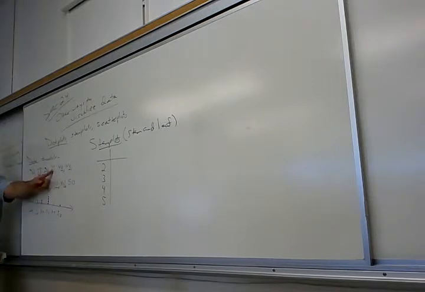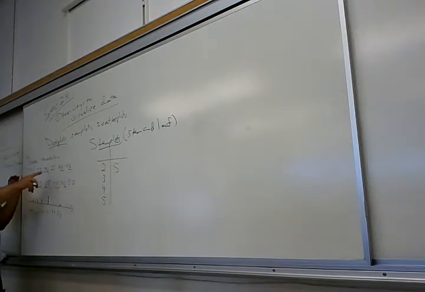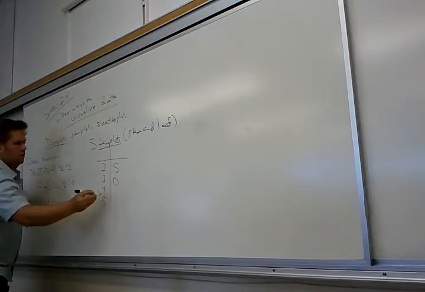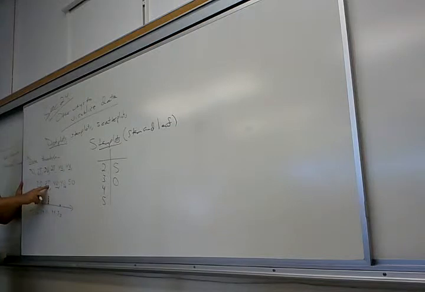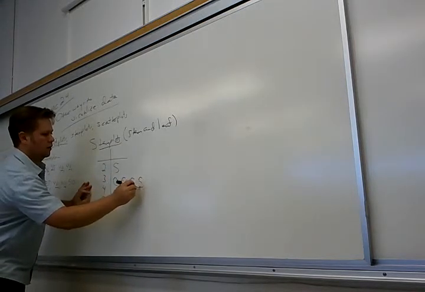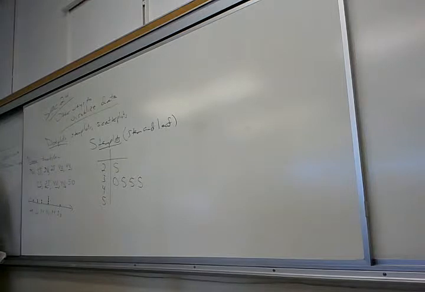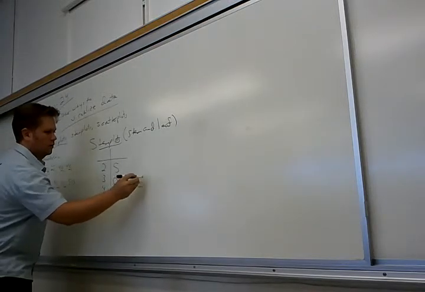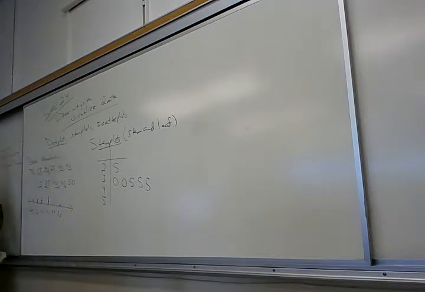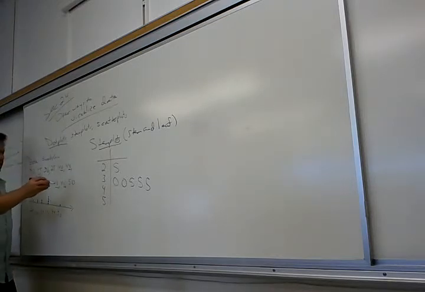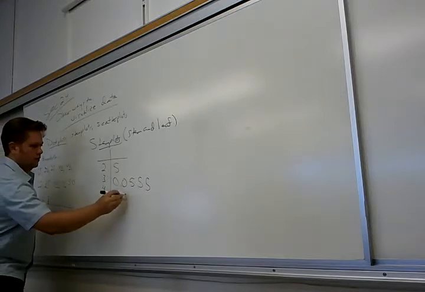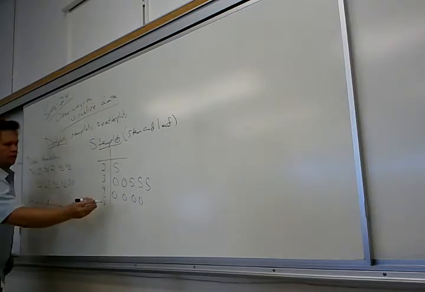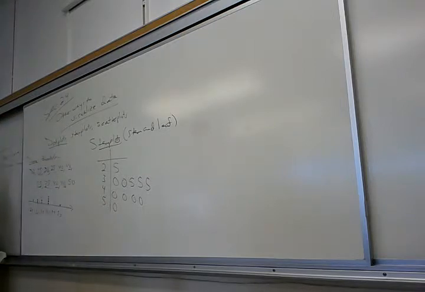And after 2, I would just put a 5. After 3, I would put 0, 0, and a 5. There's two 30s. Oh, yes, two 30s. Thank you. After 4 would go 0, 0, 0, 0. And after 5, just a 0. How do you feel about that?